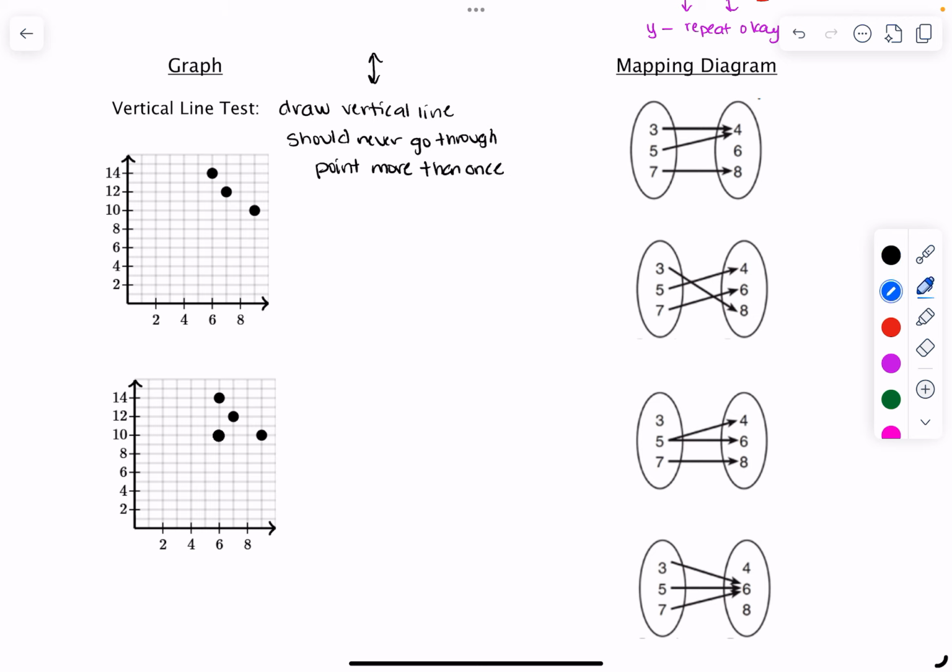So if I draw a vertical line through each point, there's 1, 1, and 1. So those vertical lines only go through one point, so this is a function. On the second example, if I draw a vertical line through this, notice I hit a point here and I hit a point here. I don't even need to draw a line through the others because immediately I can say that is not a function because it goes through those two coordinate pairs twice.